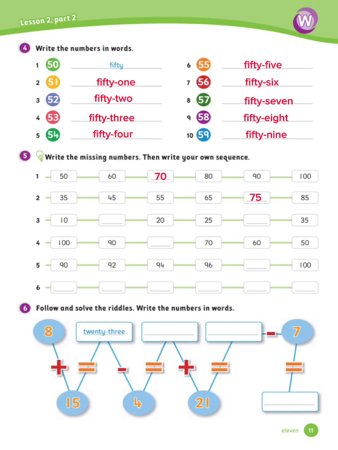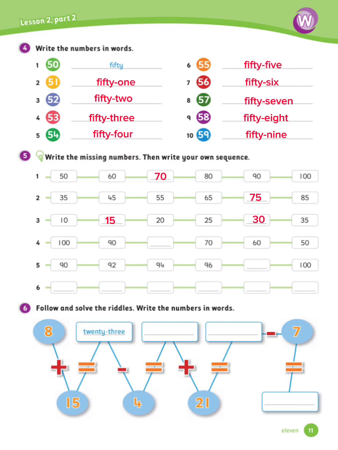Sequence number 3. We add 5 each time, so the missing numbers are 15 and 30. The sequence will go like this: 10, 15, 20, 25, 30, 35.